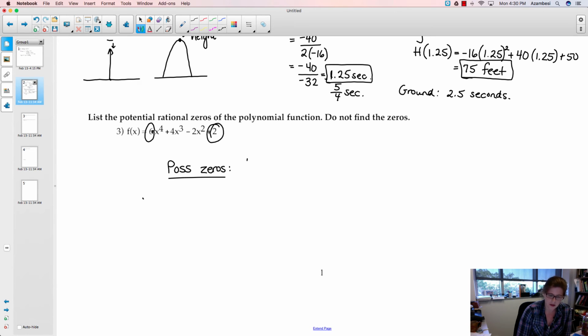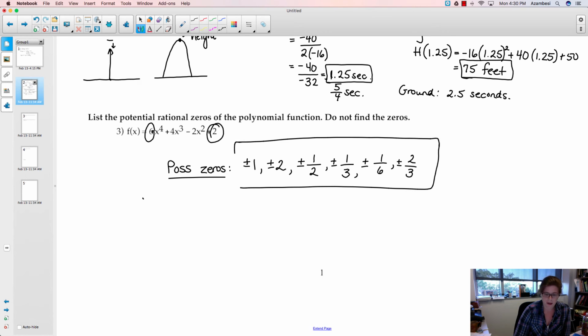starting with the whole numbers, the factors of 2 are just plus and minus 1 and plus and minus 2. Now the factors of 6, there are more of those. So I have plus and minus 1/2, because 2 is a factor of 6. I have plus and minus 1/3. 3 is a factor of 6. And I have plus and minus 1/6. Now looking at the 2, 2 over 2 gives me 1, so I already have it. 2 over 3 is not listed, so I have plus and minus 2/3. And 2 over 6 is 1/3, already listed there. So here are all of my possible zeros.